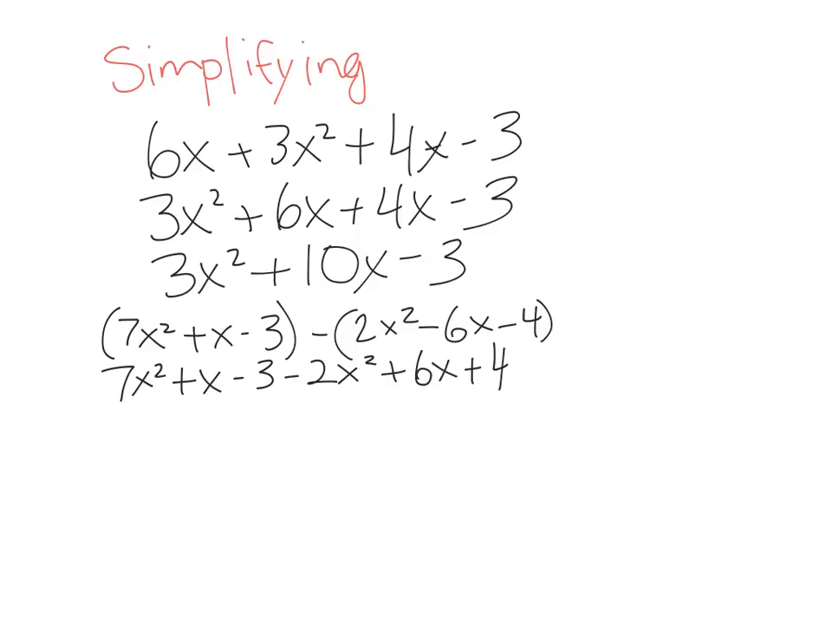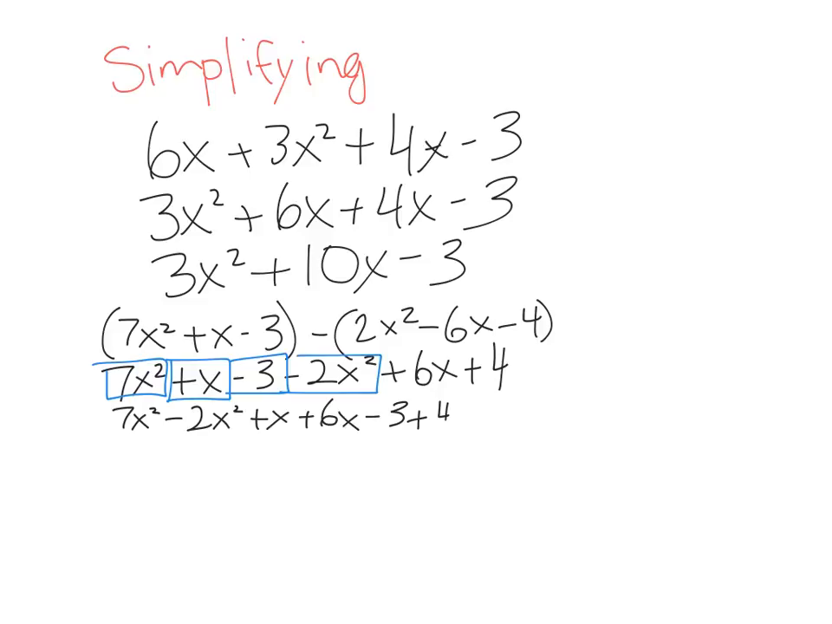Once I've written it out like this, I need to write it in standard form, so I would get 7x squared minus 2x squared, and I'm putting these terms first because they have the highest exponents. Then I would get plus x plus 6x minus 3 plus 4. And we've learned before it's sometimes helpful to put boxes around these so we don't forget any of the terms, and we keep the sign with the term when we reorganize it.